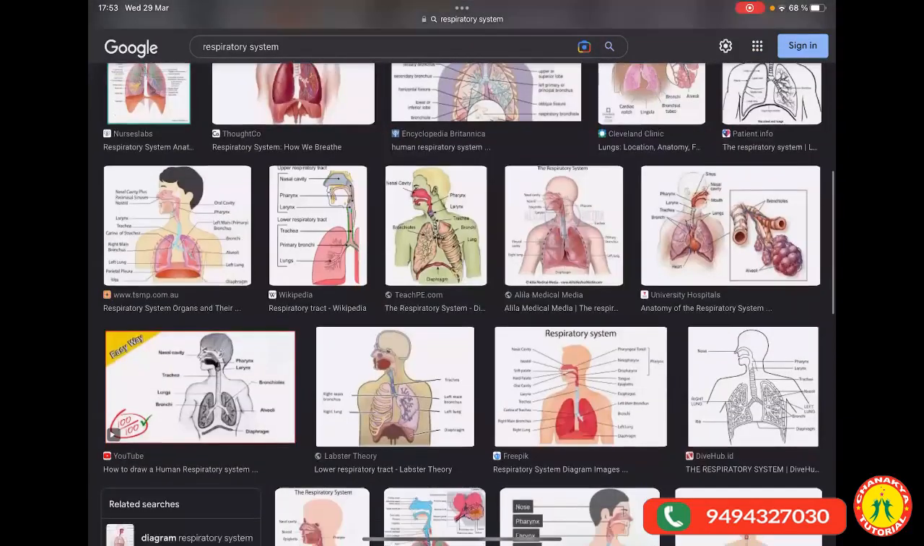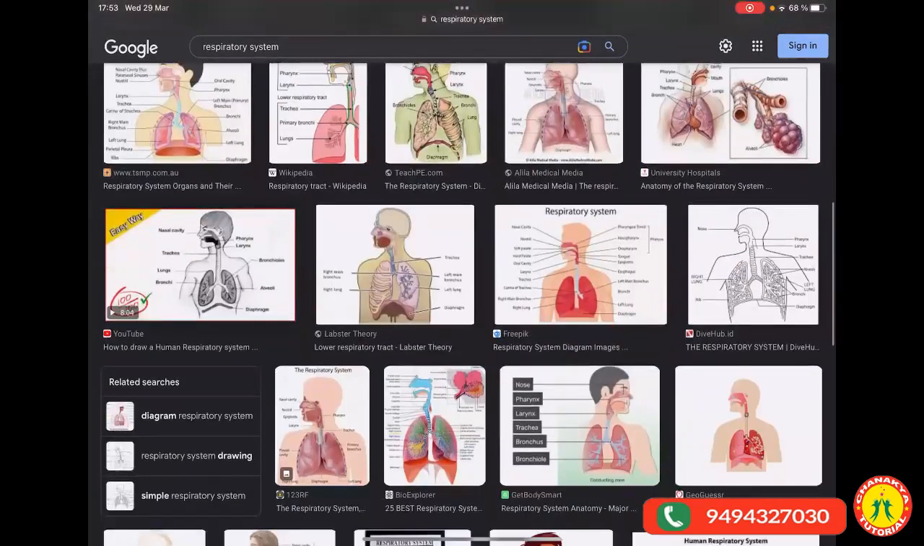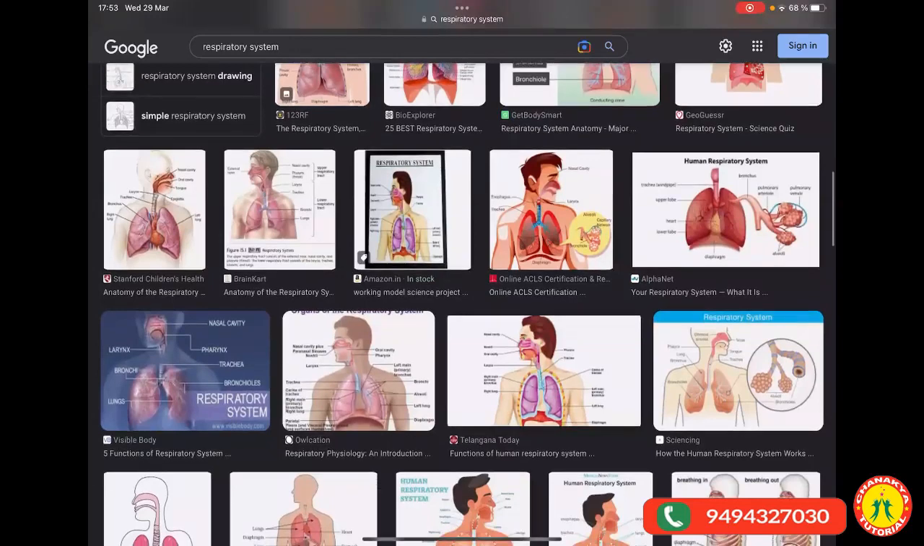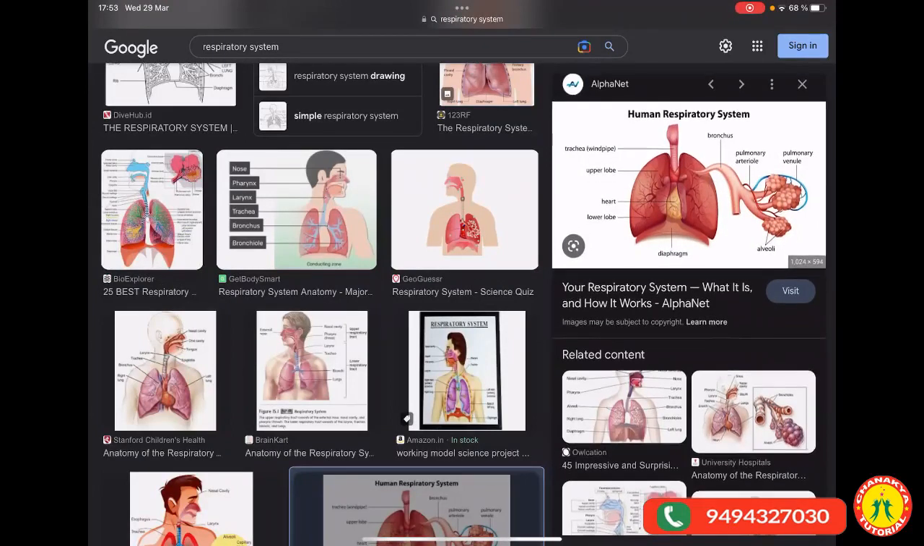Yeah, this is how the respiratory system is. Have you noticed when you breathe in, your stomach gets bigger, and when you breathe out, your stomach gets small? This is because of the diaphragm. You can see over here, it's written diaphragm in the lower portion. That is actually how it is spelled.